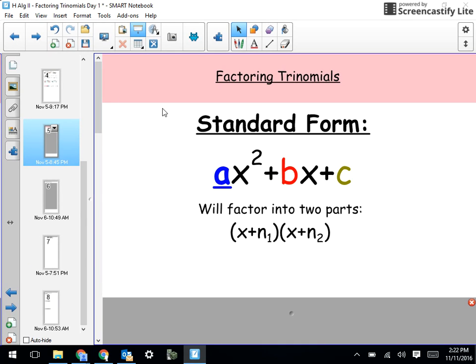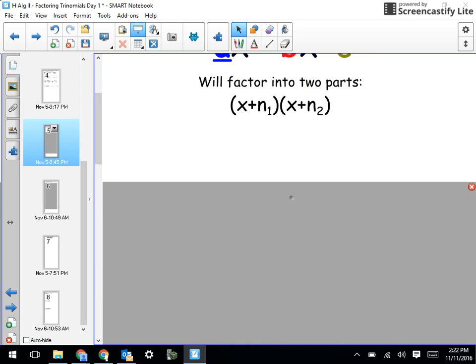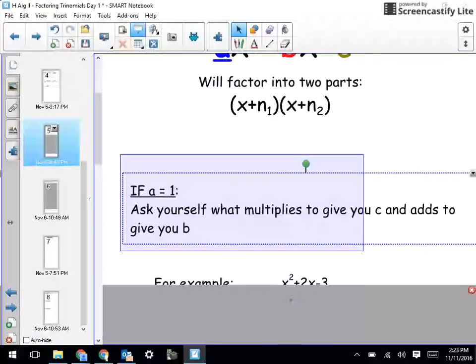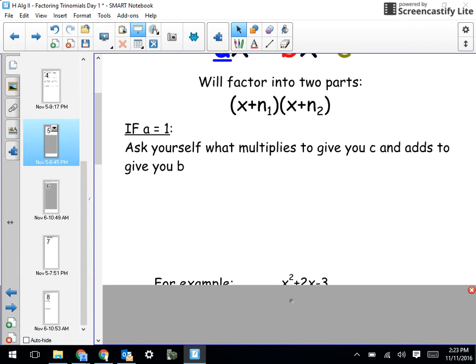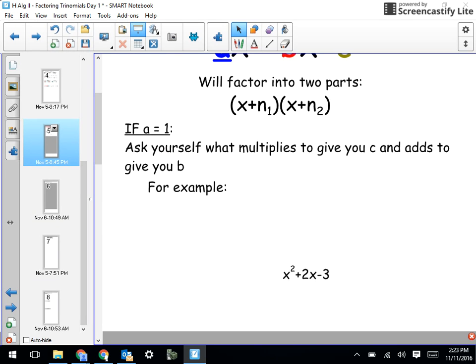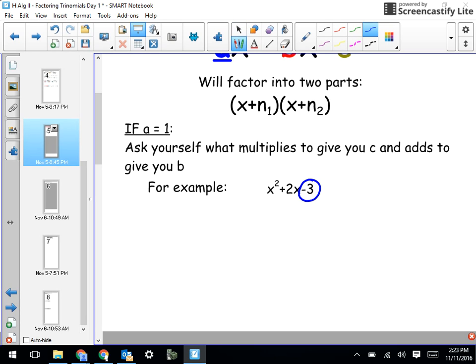Okay, this will factor into two parts: x plus n1, quantity x plus n2, where n1 and n2 are numbers. That's if A is equal to 1. If it is equal to 1, you've got to ask yourself what multiplies to give you C and adds to get you B. What multiplies to give you C and adds to get you B.